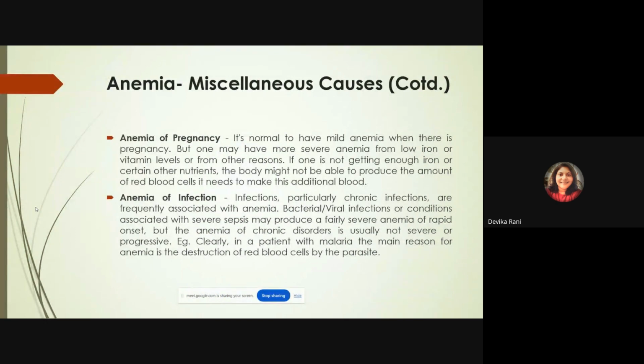For example, clearly in a patient with malaria, the main reason for anemia is the destruction of red blood cells by the parasite. So if treated, it will not be progressive. So that is what it means here.